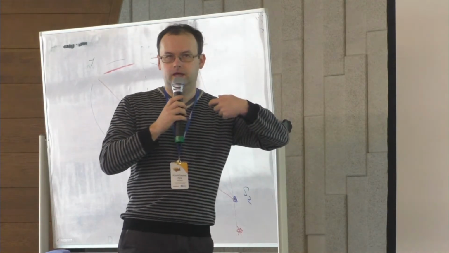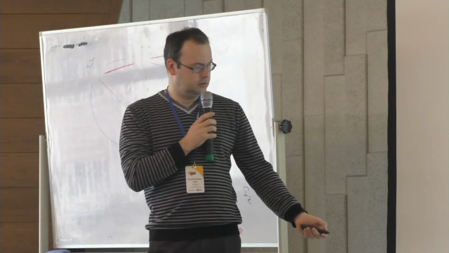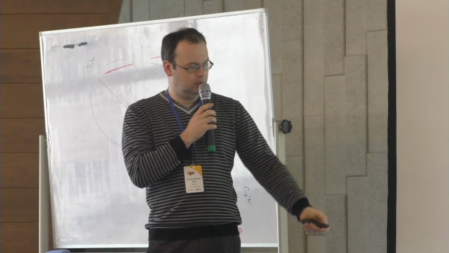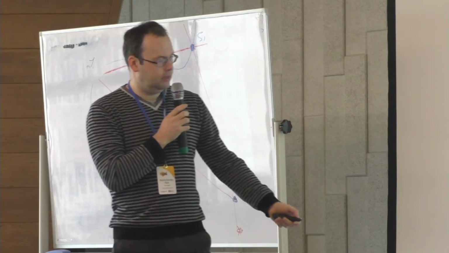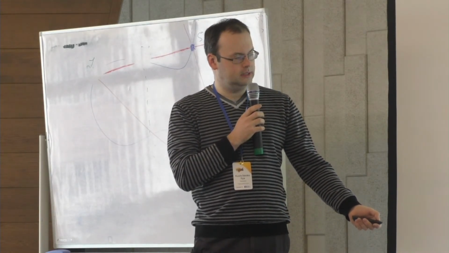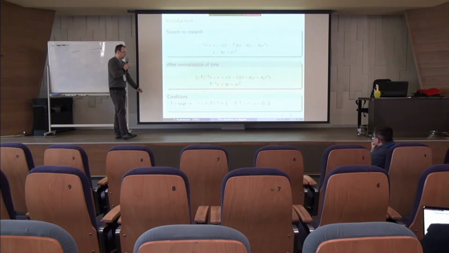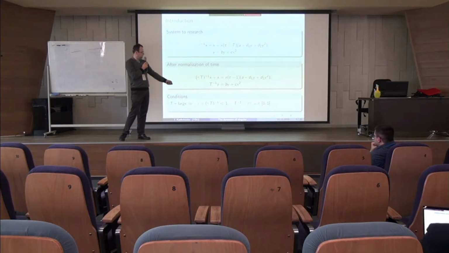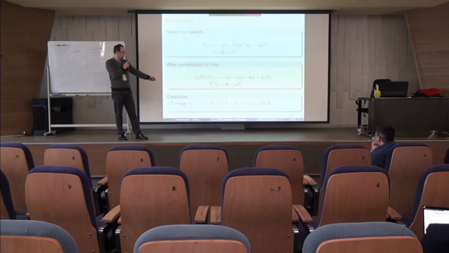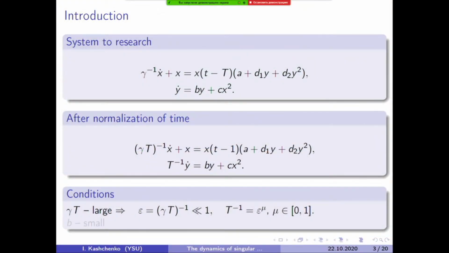To study all possible cases, we introduce epsilon equal to 1 over gamma T, a small parameter. At the same time, let T to the power of minus 1 be equal to epsilon to the power of mu, where mu is a value from 0 to 1. Certainly if mu is equal to 0, then T is some fixed value, not large. If it's not 0, then T is a large value. For example, if mu is between 0 and 1, then at the same time gamma is large, and if mu equals 1, then the delay time is large, but gamma is some fixed parameter.